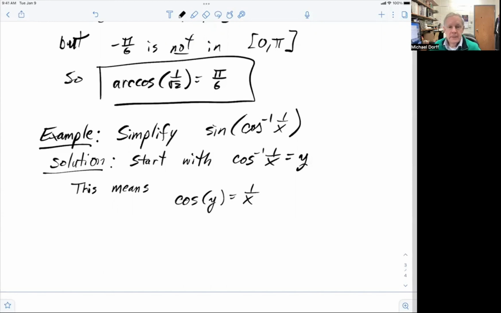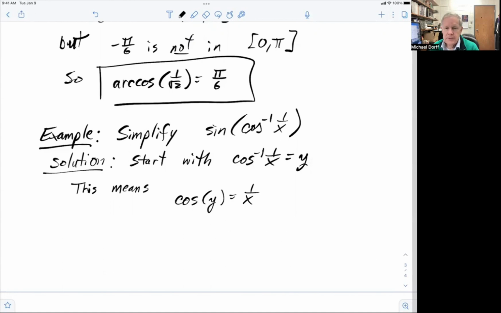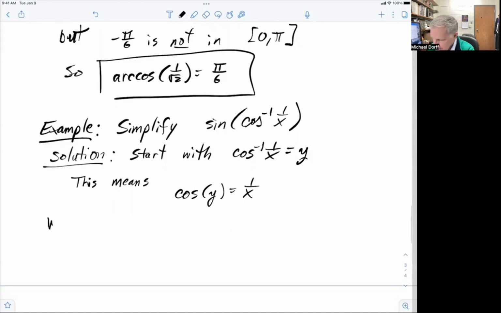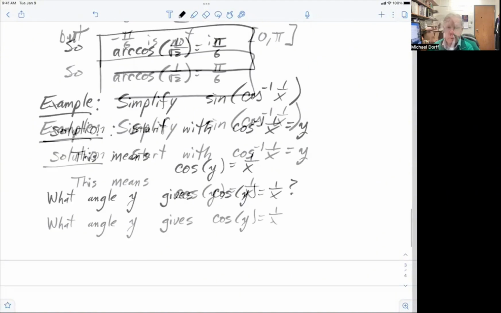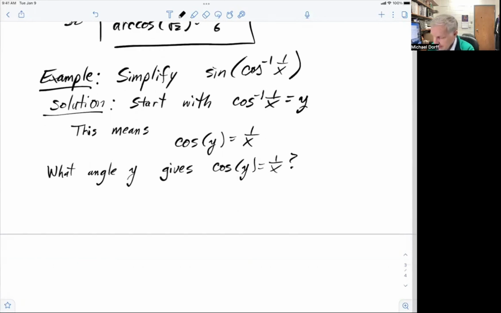So again, as we've said earlier, when I do inverse trig functions of some value, they're going to equal an angle. So I've got the cosine of y equals 1 over x. That is saying what angle y gives me the cosine of y equals 1 over x. 1 over x is not one of these numbers that we memorize. So what we're going to do, in fact, we have a variable in there. We have a 1 over x.